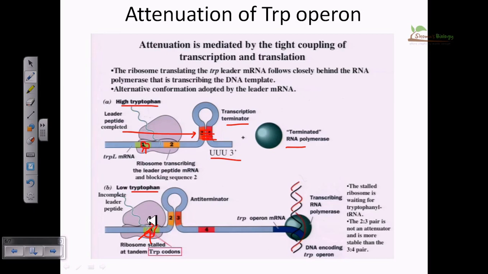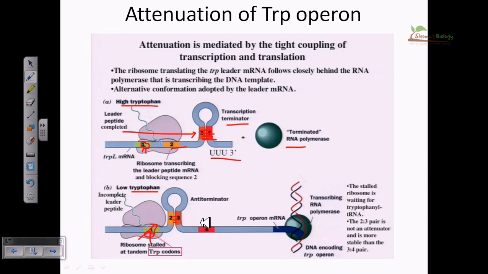And this time gap gives enough time to leader sequence regions 2 and 3 to pair with each other with the help of hydrogen bonding. Now this 2 and 3 structure is also a stem loop structure, but it is not followed by poly U. And we know the only transcriptional terminator can be the kind of structure made by a stem loop followed by a poly U tail. But in this case, this is a stem loop and it is not followed by poly U. As a result, this type of loop cannot terminate the transcription process.